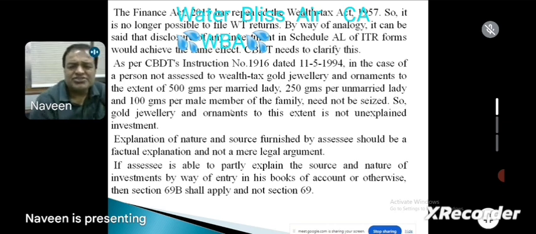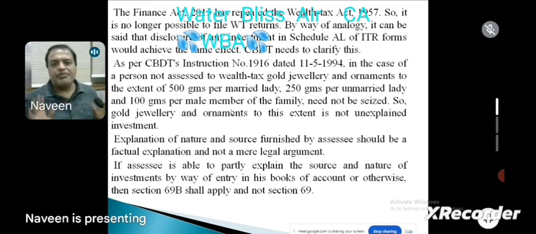So, as per that instruction number 1916, dated 11th May 94, in case of a person who is not assessed to wealth tax, gold jewelry to the extent of 500 grams per married lady, 250 grams per unmarried lady, 100 grams per male member of the family need not be seized. I repeat again, gold circular is there, 1916, don't panic.